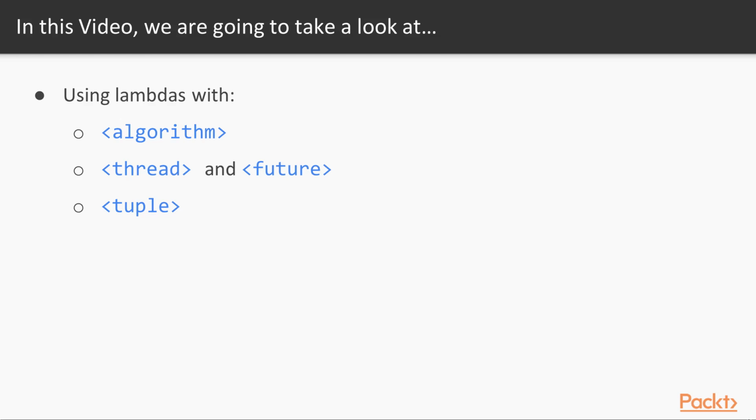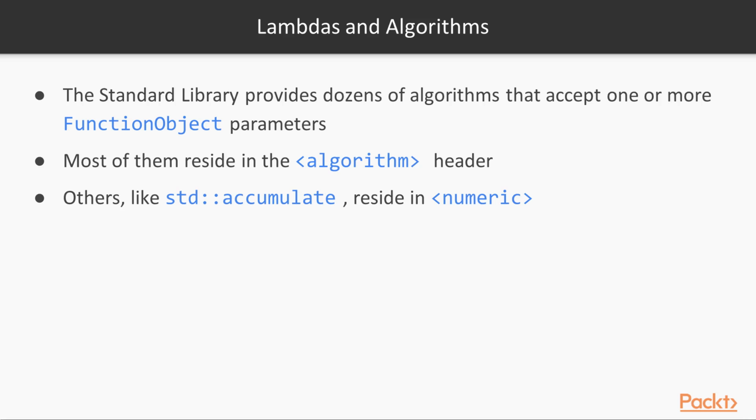In this video, we're going to take a look at using Lambdas with algorithm, thread and future, and tuple. Lambdas and algorithms interact well together. The standard library provides dozens of algorithms that accept one or more function object parameters. Most of them reside in the algorithm header, while others, like std::accumulate, reside in the numeric header.